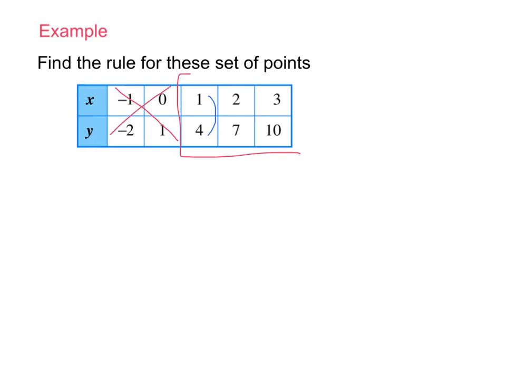When x equals 1, y equals 4. There's 3 difference from that, so maybe that's x plus 3. Let's look at the next one over here. 2 and 7, 2 plus 3, 5. No, that doesn't work. Okay, so that's not really working for us.